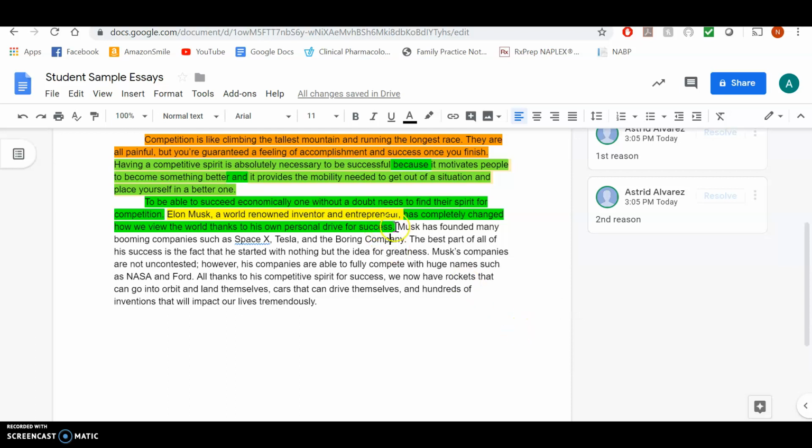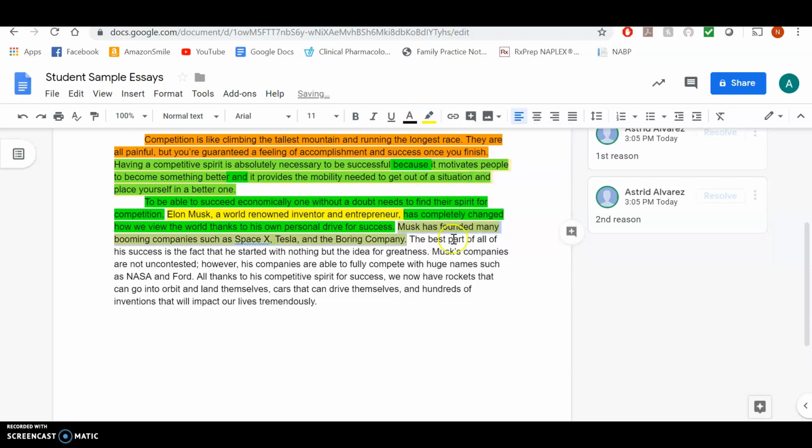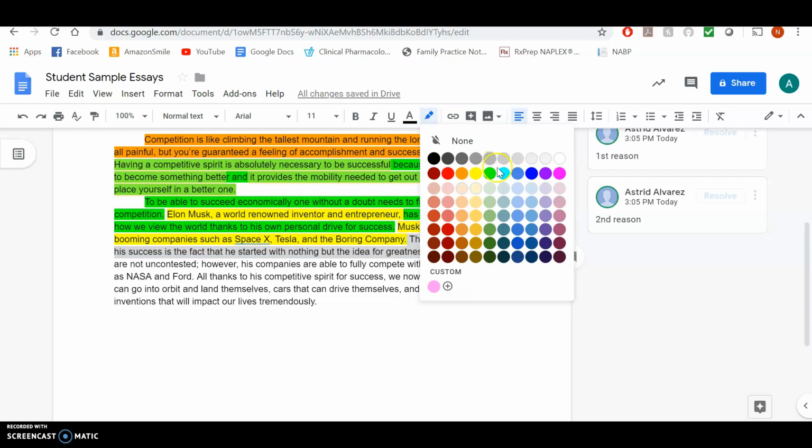So it's pretty good. Musk has founded many companies such as SpaceX, Tesla, and The Boring Company. So there's no new information. This isn't commentary. This isn't opinion. This isn't anything that I necessarily have to support. So it's going to be evidence. The best part of all of his success is the fact that he started with nothing but the idea for greatness. So this is, once again, commentary, because it's an opinion.